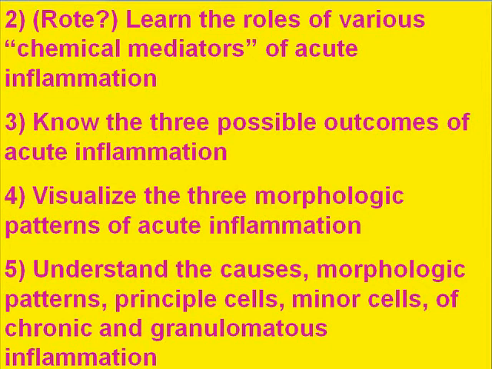We're going to talk about the three morphologic patterns of acute inflammation. We're going to talk about the causes, morphologic patterns, principal cells, minor cells of chronic and granulomatous inflammation as well. So we're going to talk about acute inflammation, chronic inflammation, and granulomatous inflammation. There's a whole bunch of other adjectives that are sometimes put before the word inflammation if you do that little Yahoo search. But those are basically the three main types if you ask a pathologist to rattle off only three.